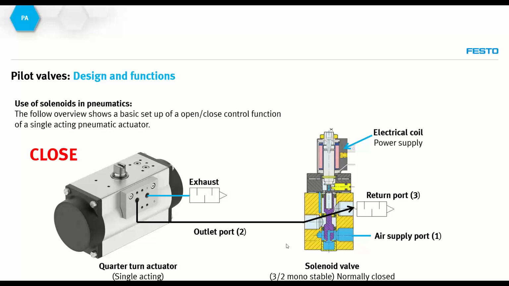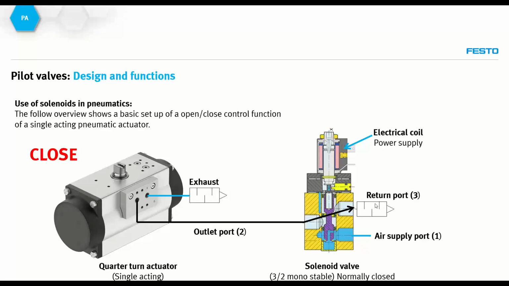When the electrical solenoid coil is energized, we see that there's a shift. That means that the air supply will be connected with port number 2 on the outlet, and the actuator can be opened. When we go one slide back, we see that once the coil is de-energized, the compressed air from the outlet port is brought back to the return port. So all the system behind the solenoid valve is depressurized.